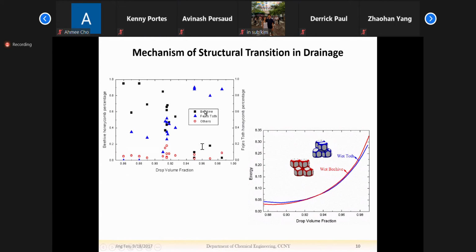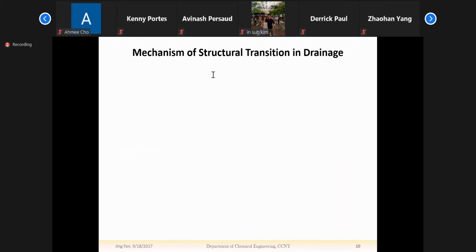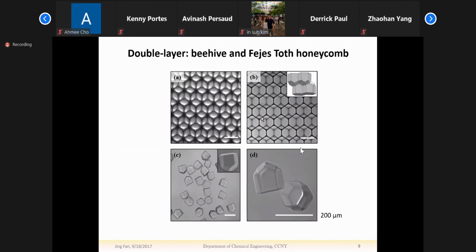Oh, okay. So this is from experiments. The vertical coordinate is the beehive honeycomb percentage. So basically, we have a sample. Then as we remove the continuous phase, as the droplet volume fraction increases, we see that in certain areas the beehive structure started to transform to Toth structure. Like we see a transition from this structure to this structure as the drainage takes place.